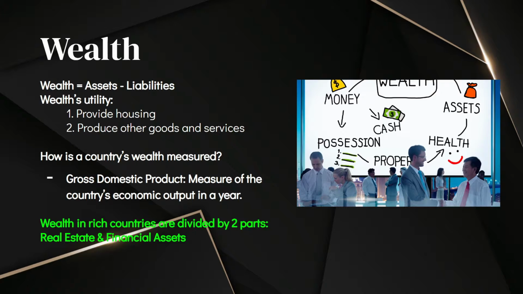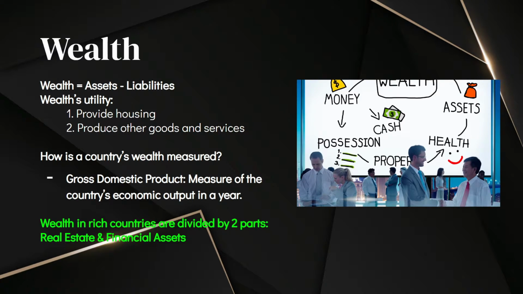In rich countries, wealth is divided into two main parts, which are real estate and financial assets. Financial assets include stocks, bonds, mutual funds, and long-term financial contracts such as annuities and pension funds.